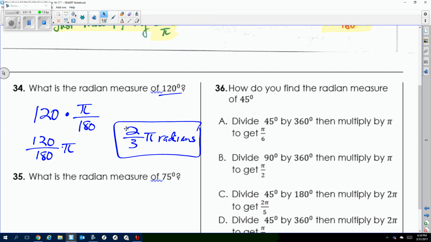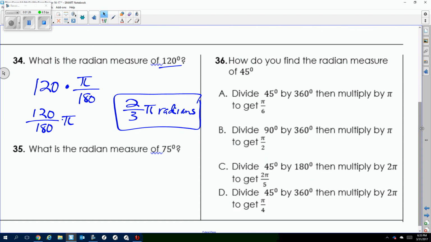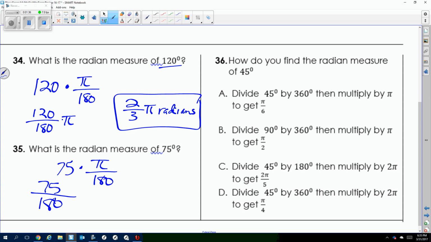So try 35. It says, what is the radian measure of 75 degrees? So our degrees are 75. What do we do again? Exactly, 75 times pi over 180. Some of you want to jump that step, that's fine. Put it in the calculator, simplify it. We should end up with 5/12 pi radians.